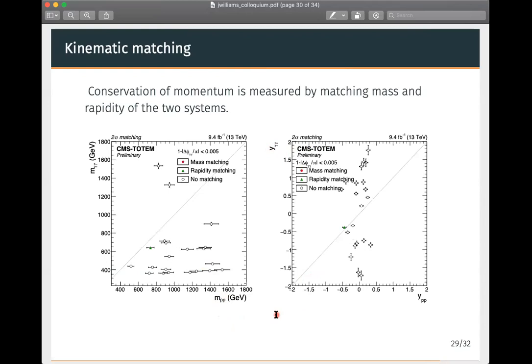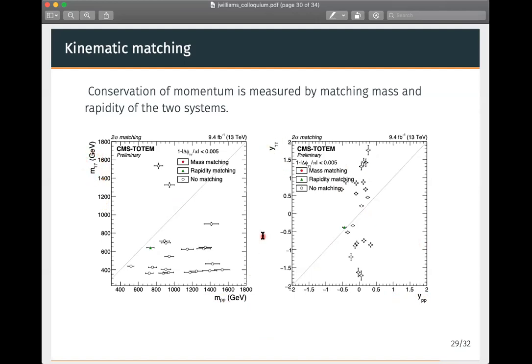And it's worth noting that these are no longer histograms. These are simple scatter plots, right? So the variables for mass are on this left plot, and the rapidity matching, or the variables for rapidity, are on this right plot. The variables for the two proton system are on the x-axis, and the variables for the diphoton systems are on the y-axis.